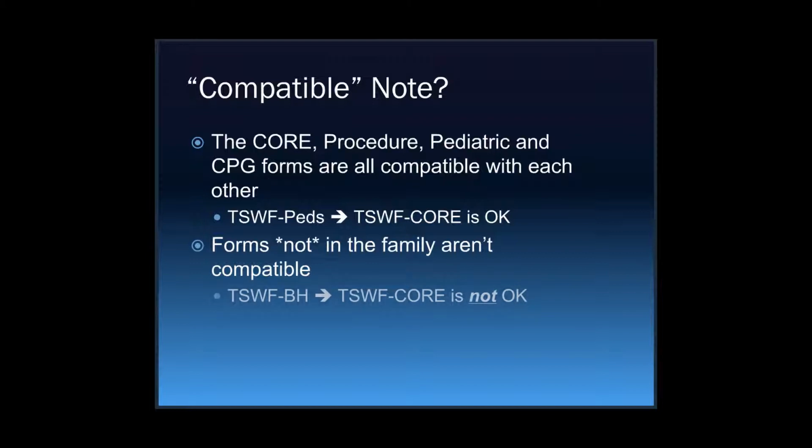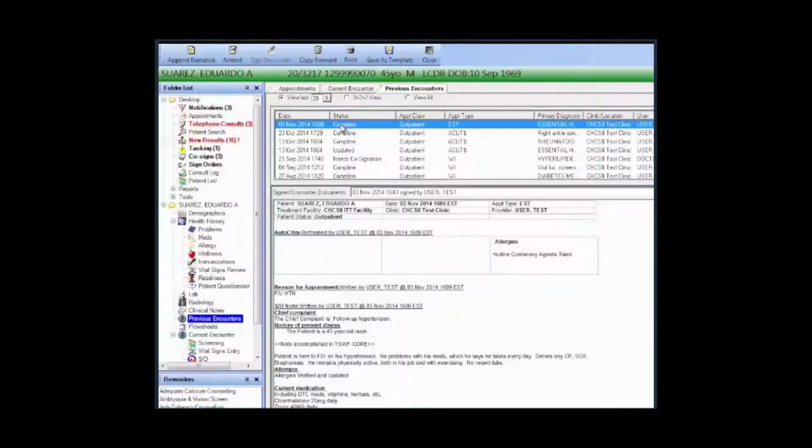For example, there are forms that get used by our behavioral health colleagues, and these don't copy forward into the core AIM form at all. If you want to see the entire list of forms included within the core AIM form family, click on the button you see there on your screen.